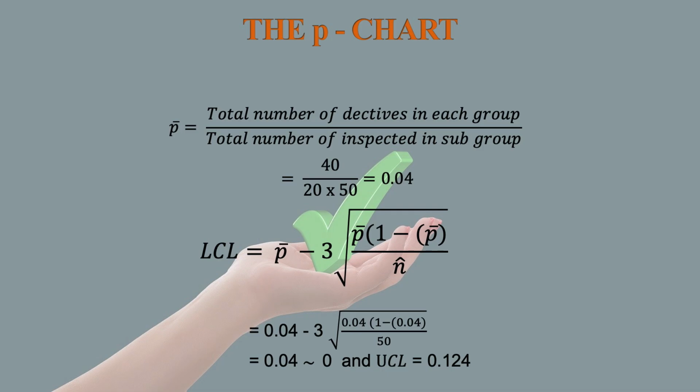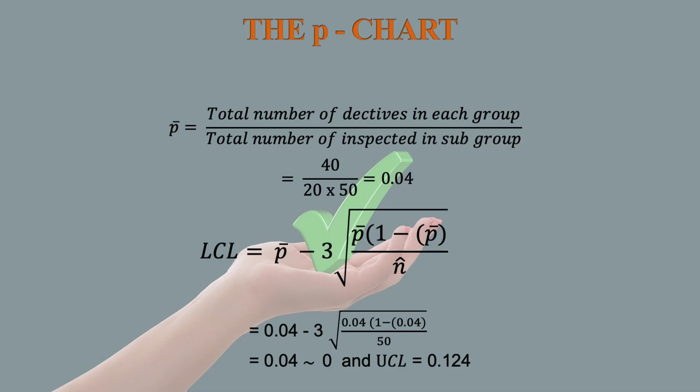Now once you get the value of P bar, there is no problem for calculating the lower control limit, that is LCL. So for this particular problem, the lower control limit is equal to 0.04 minus 3 under root 0.04 multiplied by 1 minus 0.04, whole divided by 50, that comes out to be minus 0.04. Dear learners, we have already mentioned that if you get the value of LCL as a negative value, then you have to take the value of LCL as 0.